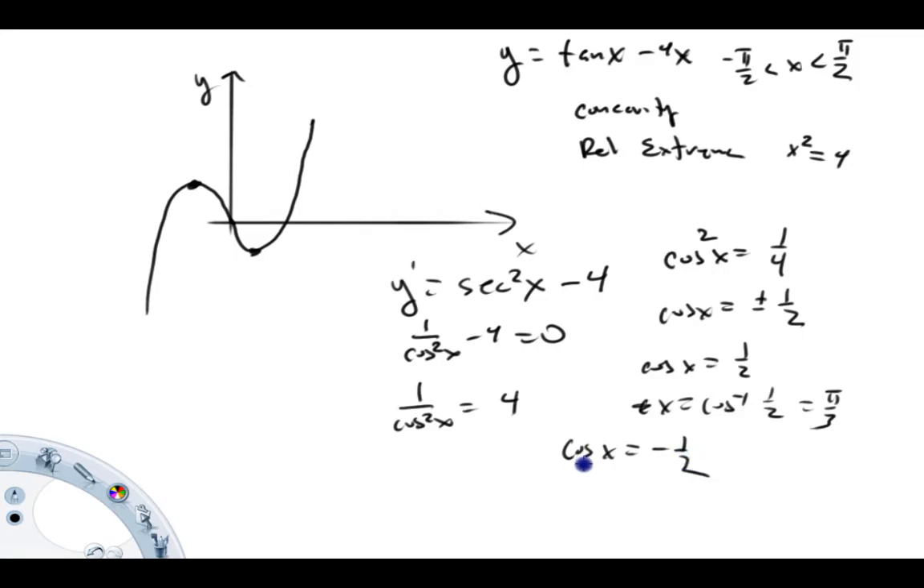So the inverse cosine function is defined between 0 and pi. If you're not familiar with where the inverse cosine function is defined, I would encourage you to go back and look at my videos on inverse trig functions. So cosine x equals minus 1/2. When we take the inverse cosine of both sides, we're looking for an angle between 0 and pi that has a cosine of minus 1/2, and that angle is 2 pi over 3.